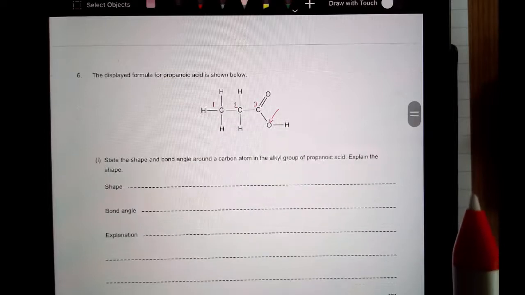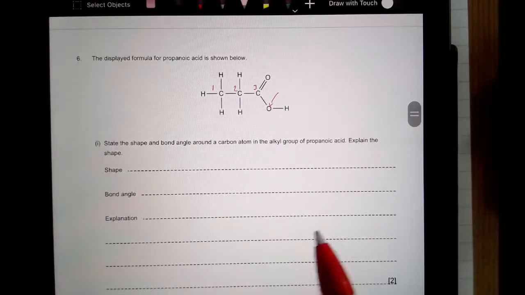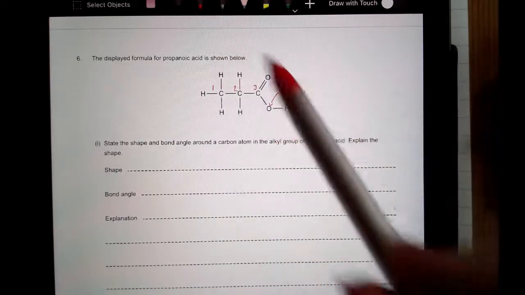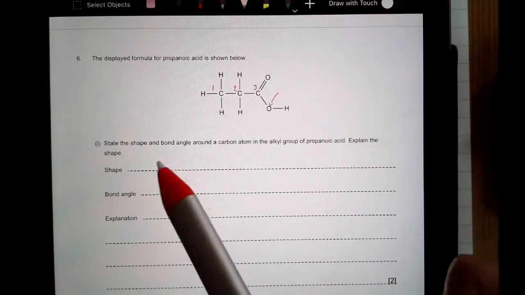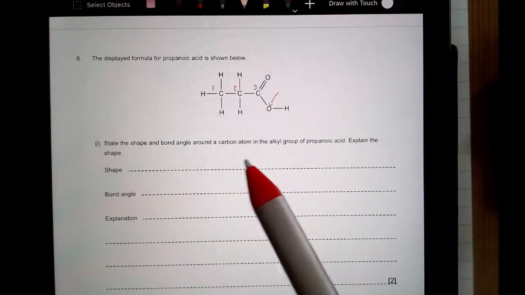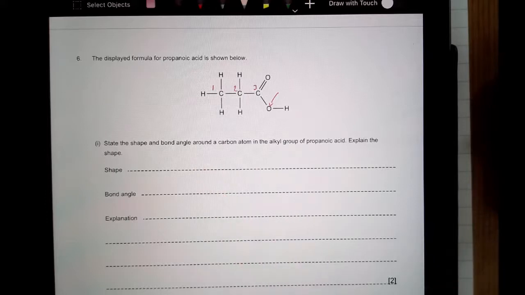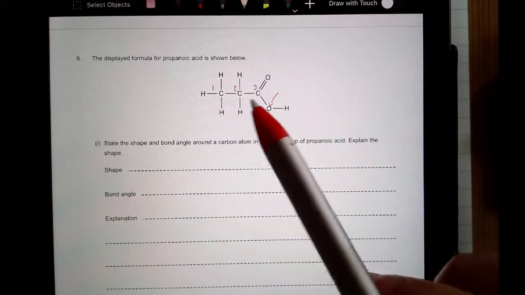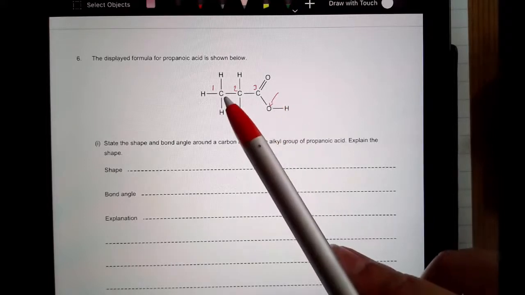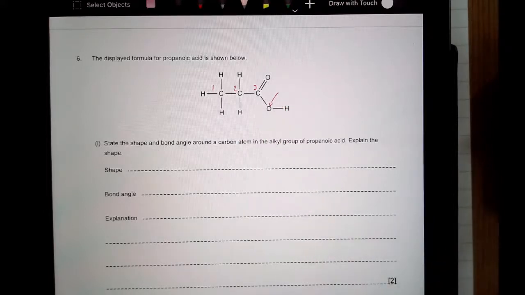The next one, and I appreciate that's a bit tricky because we haven't really looked at alkyl groups yet, it's something we look at later, but it asks you for the shape and bond angle around a carbon atom in the alkyl group. So I've labelled the 3 carbon atoms in the molecule. Carbon 1 and carbon 2 are in an alkyl group, carbon 3 is not. But again, that's something we'll look at further down the line.